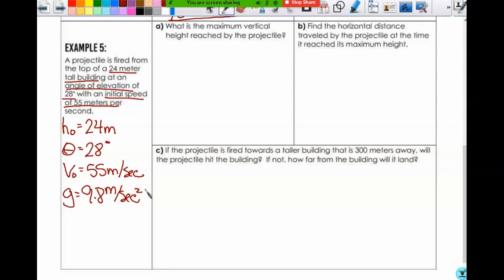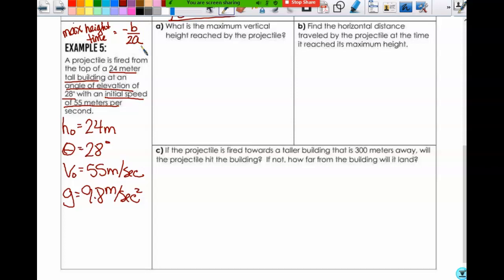All right, so my maximum vertical height reached by the projectile. So do you remember when you were dealing with quadratics, how you found the maximum height? Does negative b over 2a make sense? So my maximum time, so the time at which it is the maximum height, so your max height time, is negative b over 2a. That is definitely something that you did in Algebra 2.